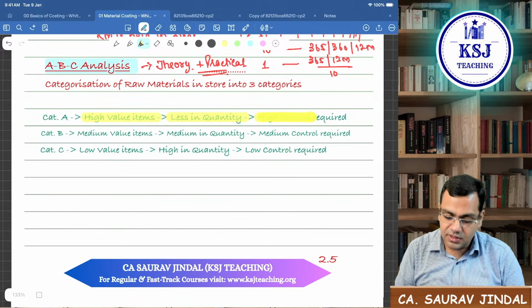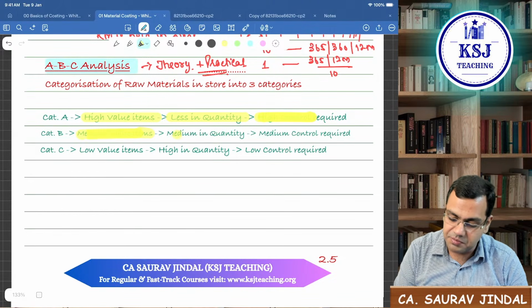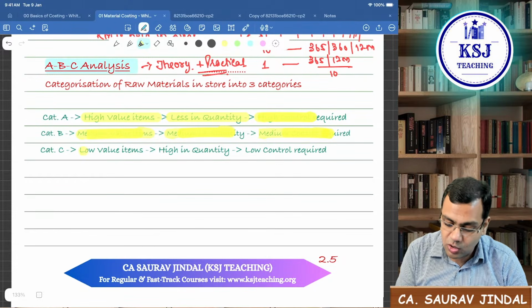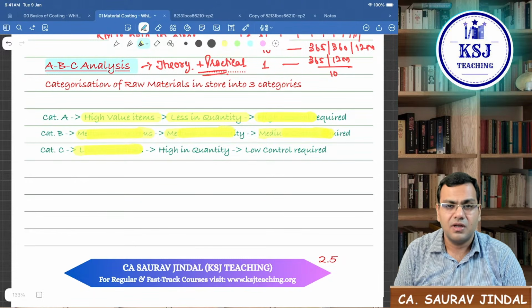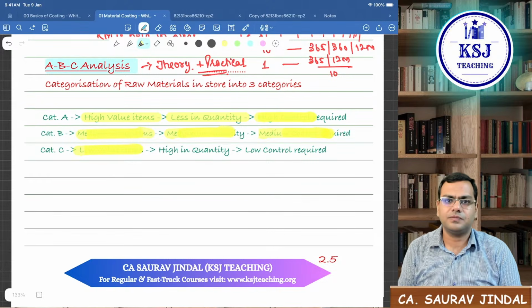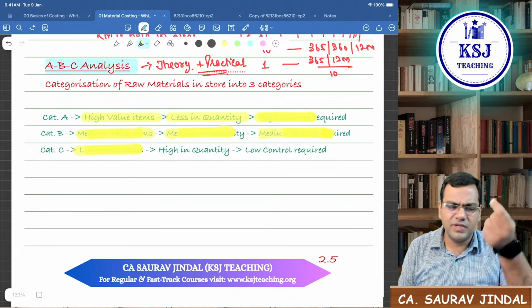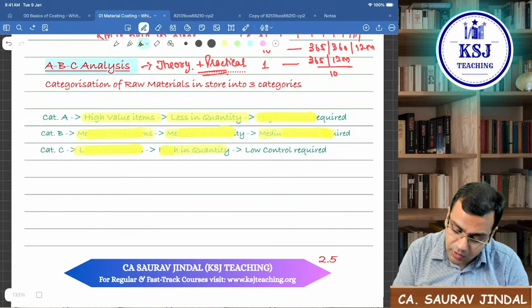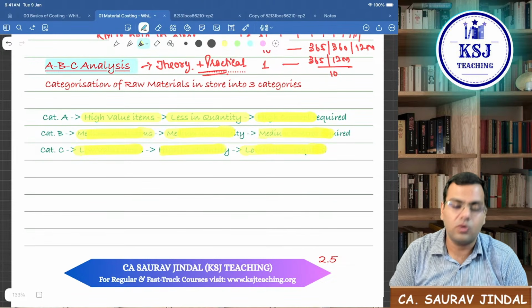Category B items are the medium value items, medium in quantity, medium control required. Category C, low value items. Small nuts and bolts, small parts costing 1 or 2 rupees hardly. High in quantity, low control required.